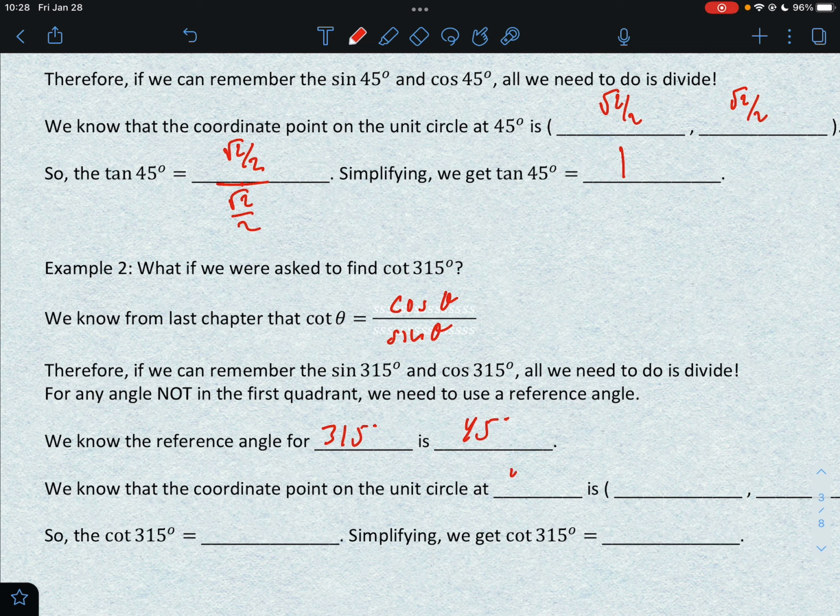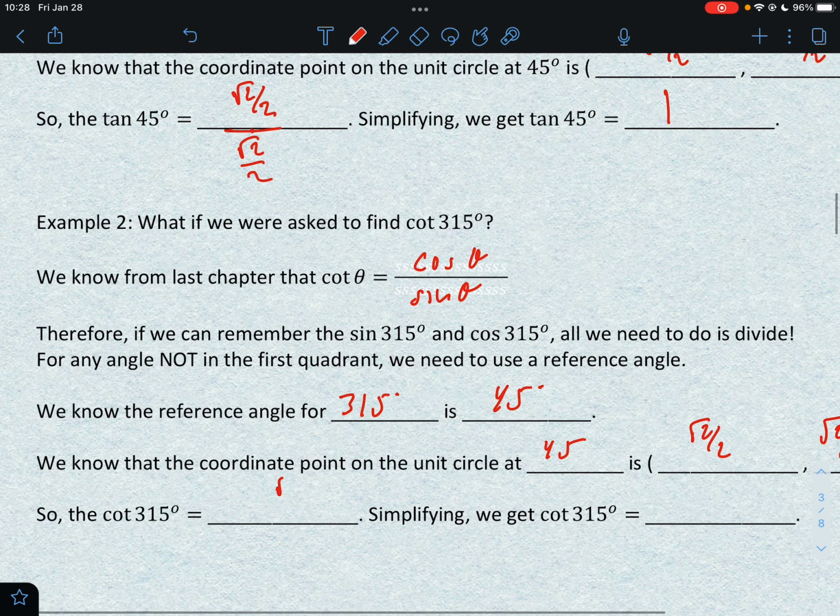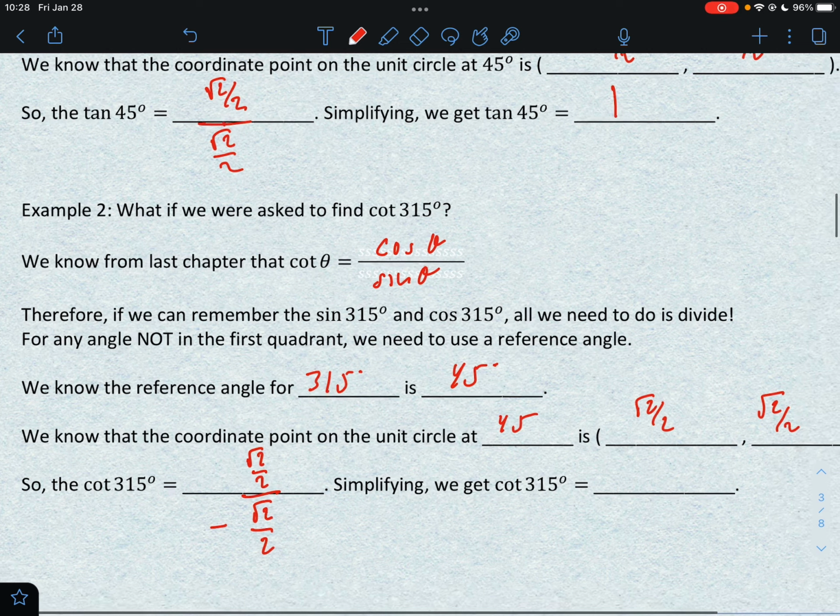We know the coordinate point for 45, we just did this in the last problem, is root 2 over 2, comma, root 2 over 2. So then cotangent 315 would be root 2 over 2 over root 2 over 2. However, we have to think, since we're in the 4th quadrant, are either sine or cosine negative? In the 4th quadrant, x is positive, so cosine is positive, but sine is negative. So we have root 2 over 2 over negative root 2 over 2. Anything divided by itself is 1, so this would be negative 1.